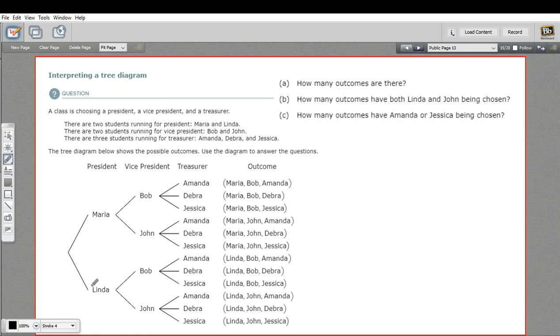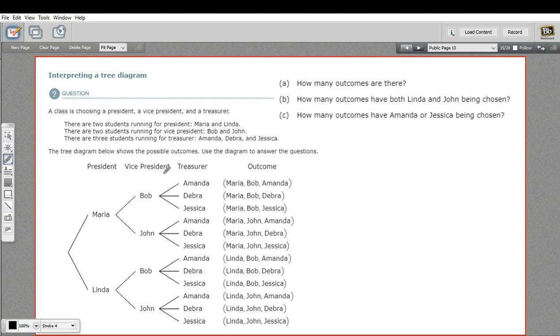And here's the tree diagram. So basically what this says is when you get elected, it could either be Maria or Linda. If it's Maria, it could either be Bob or John as vice president. Or if you're Linda, it could either be Bob or John. And then if it's Maria and Bob, then it could either be Amanda, Deborah, or Jessica for treasurer, and so forth for all of these. Here, this represents the total number of possible outcomes.